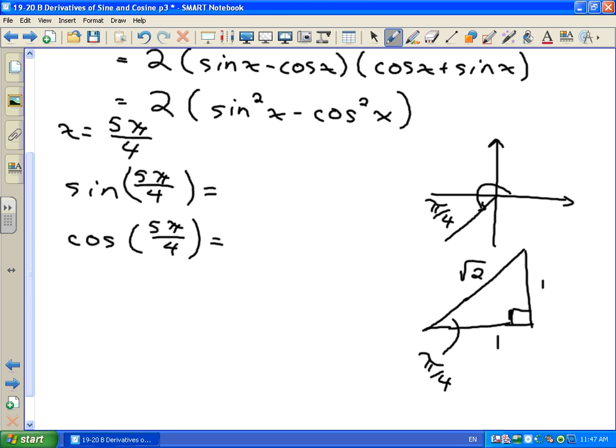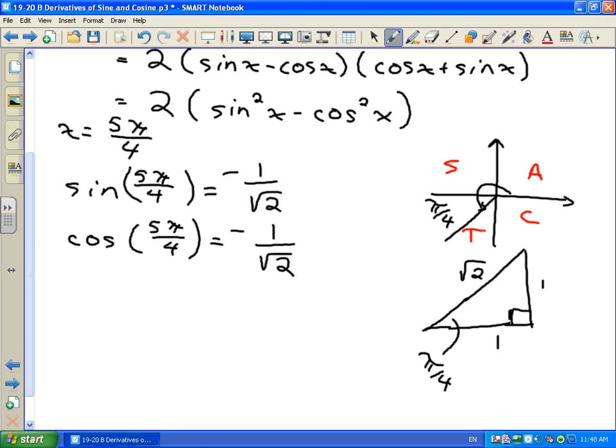So if we're doing sine, we have opposite over hypotenuse. So 1 over root 2. But we're in the third quadrant, so we apply our CAST rule, which tells us that only tangent is positive. So this has got to be negative 1 over root 2. Cosine, we've got adjacent over hypotenuse, which is again 1 over root 2. Apply the CAST rule, only tangent is positive, so this is going to be negative as well.